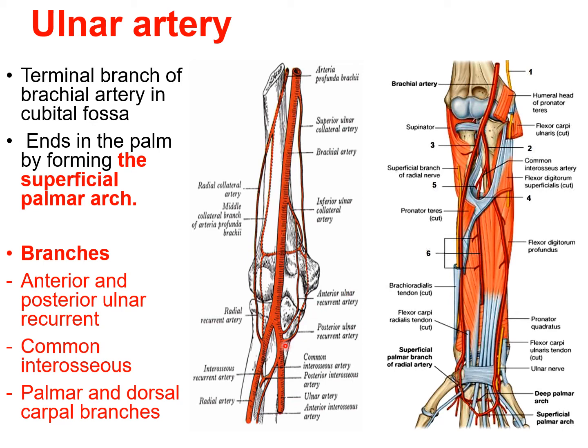Talking about the branches, the ulnar artery gives off anterior and posterior ulnar recurrent arteries which take part in anastomosis around the elbow joint. It gives a common interosseous artery which further divides and gives rise to anterior interosseous and posterior interosseous artery. Also, the muscular branches supply the medial muscles of forearm. The palmar and the dorsal carpal branches, they take part in anastomosis around the wrist joint.